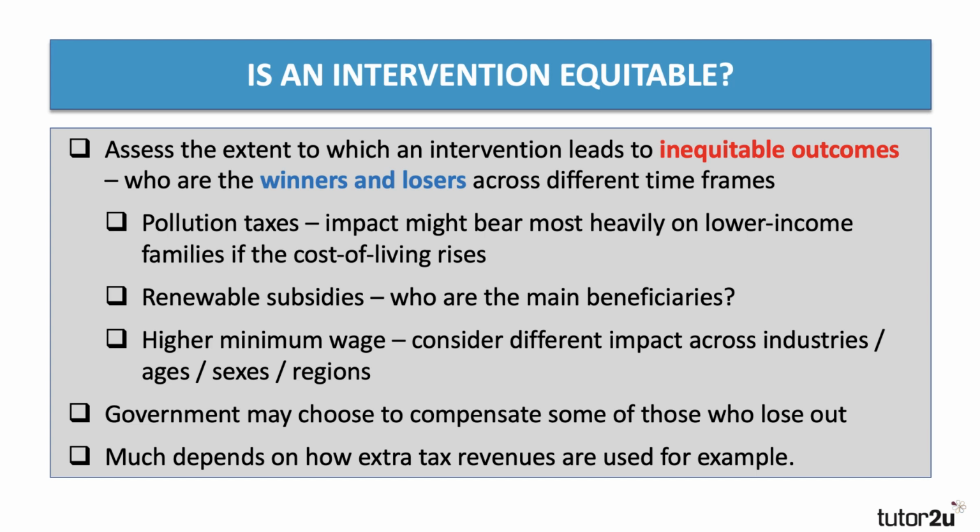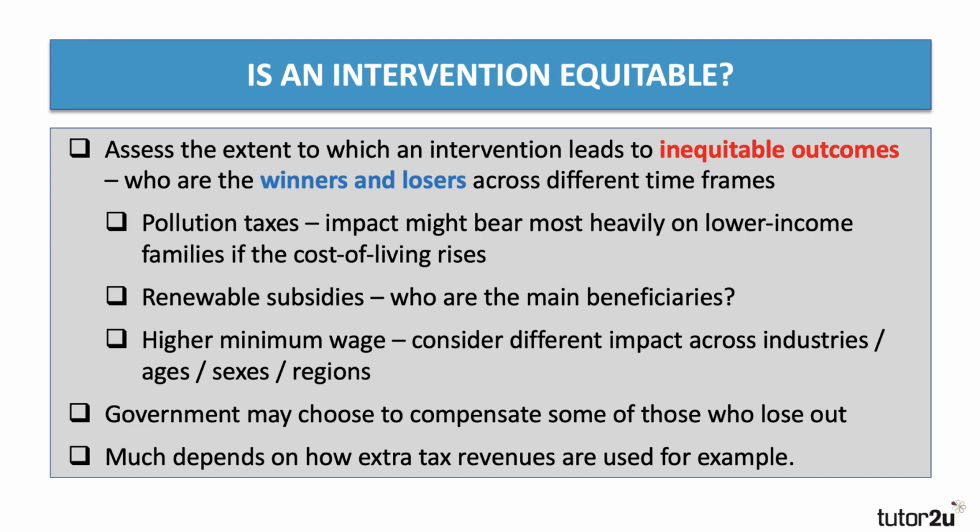If you're subsidising renewable energy with solar panels and things, well, who can afford solar panels? Who are the main beneficiaries? Is it farmers? Is it wealthier households? Who are the winners and who are the losers from subsidies? And if you lift the minimum wage, okay, that's going to have an effect across the economy, but there's going to be a differential impact across industries, across ages, sexes, regions.